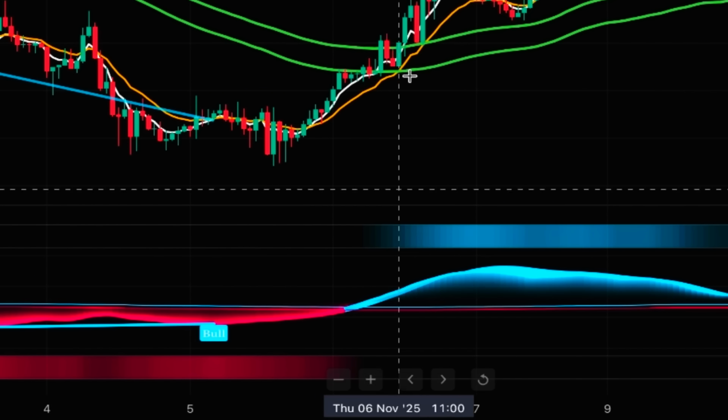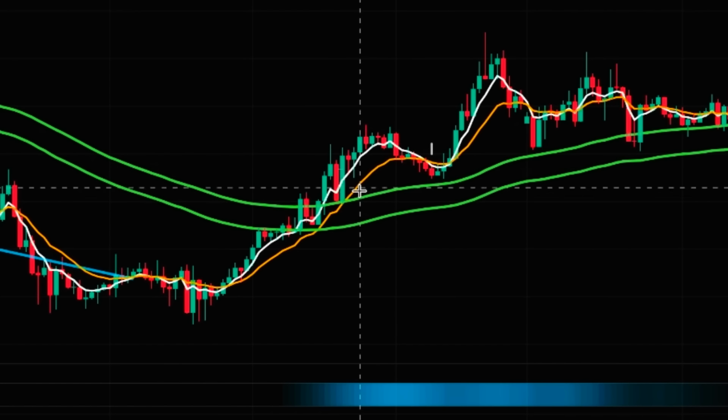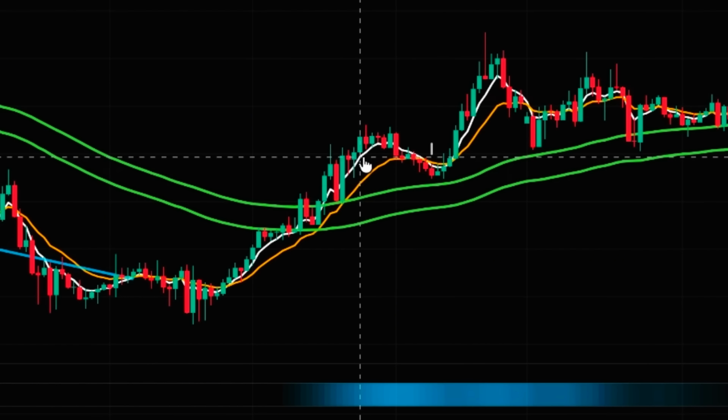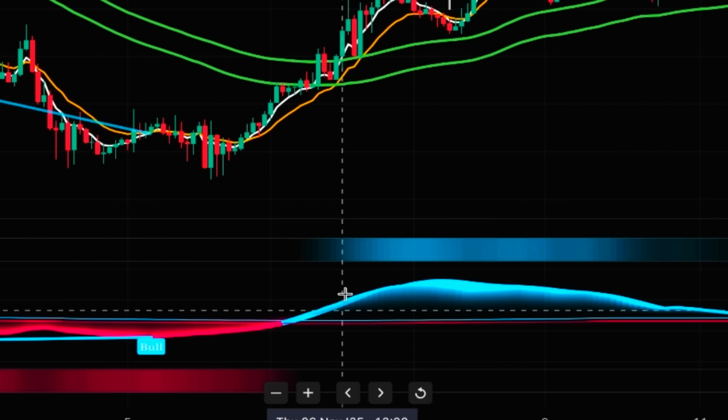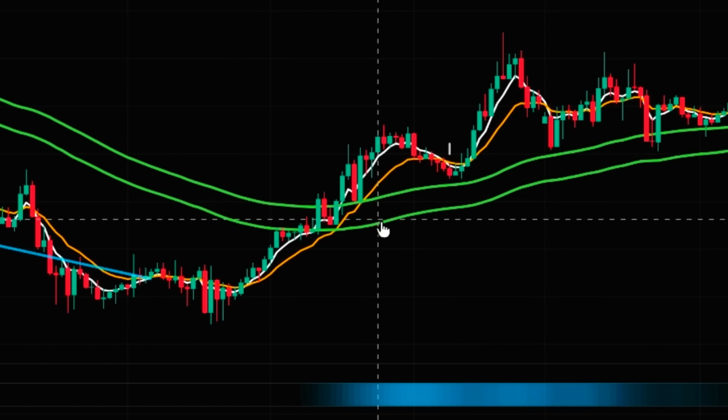In the next step, we wait for the price to close above the green channel, and after that, the white line and the orange line should also go above the green channel, and we should have white line above the orange line. So until now we have different signals that an uptrend is probably forming. RSI is above the center line, and at the same time here we have the price above the green channel.